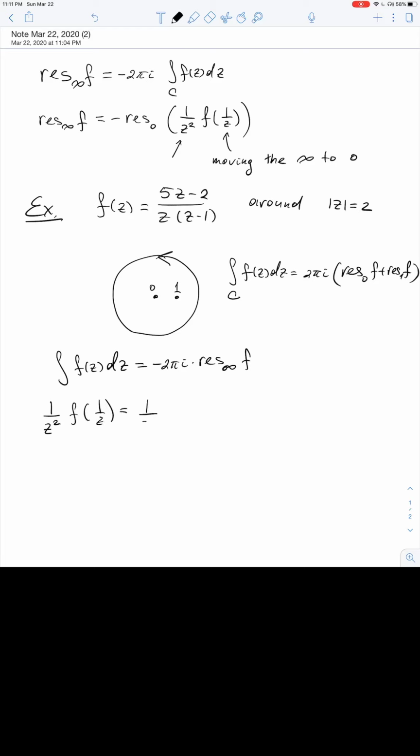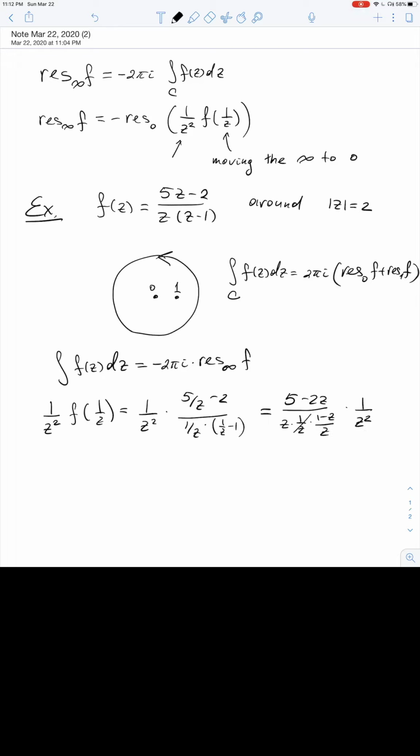And what is this? So we have 1 over z squared, and then we have 5 divided by z minus 2. We have 1 over z times 1 over z minus 1. Alright, so let's do common denominators everywhere. We get 5 minus 2z. Here we have z, we have 1 over z, and we have 1 minus z over z. And then I forgot the 1 over z squared.